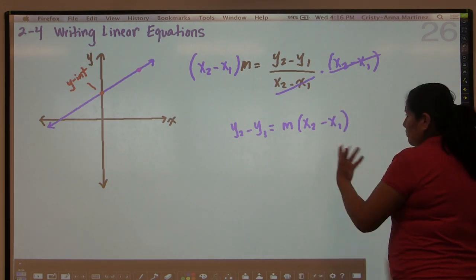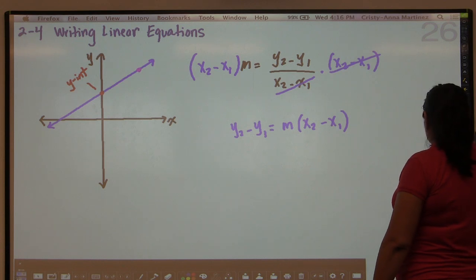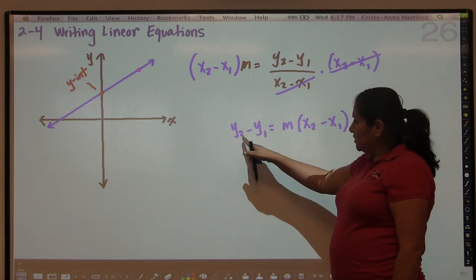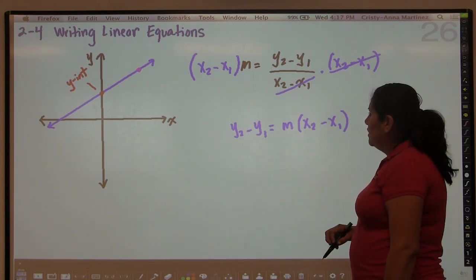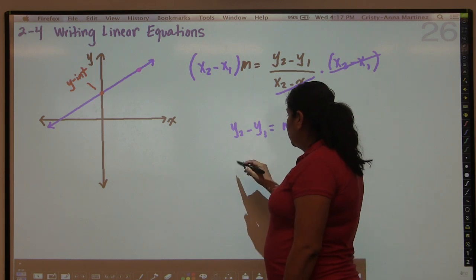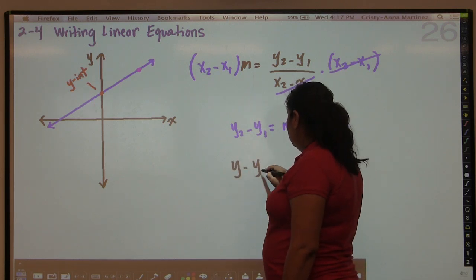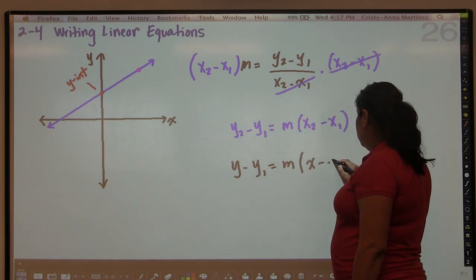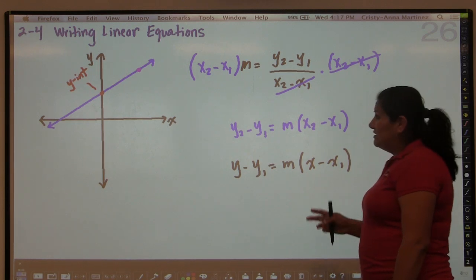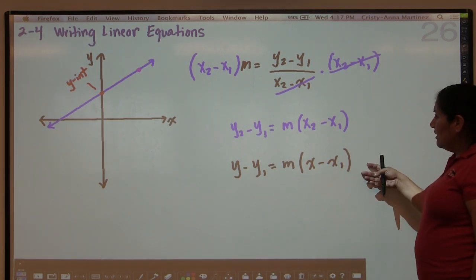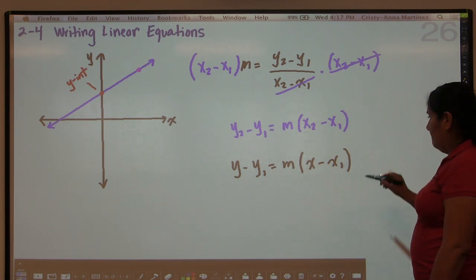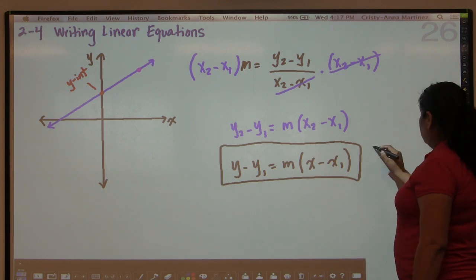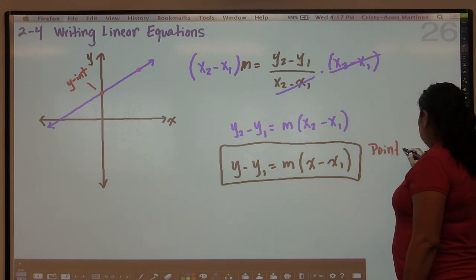And believe it or not, this pretty much ends up being what we call the point-slope formula. The only difference is that you can actually change some of these numbers around. So instead of calling it y2 minus y1, we're just going to call it y minus y1. And instead of calling it x2 minus x1, we're just going to call it x minus x1. But you can see very easily that this formula comes literally from the slope formula. So this is what we call the point-slope formula.